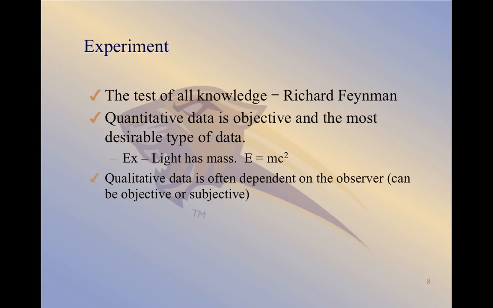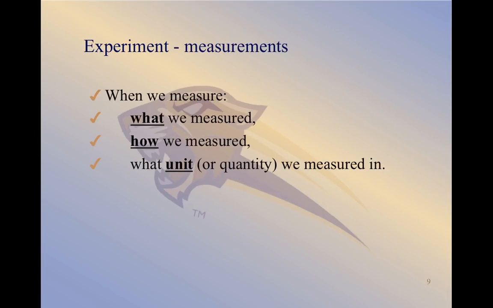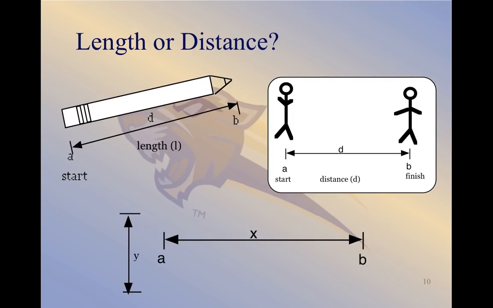But as soon as we get into qualitative observations, we have to be careful that we are not introducing subjectivity to our experiment. So when we measure something, we are looking for quantitative data. We are looking for the most objective, most neutral observation that we can get. So when we measure, we need to record what we measure, how we measure, and what unit or quantity we measured in. So what does this mean?